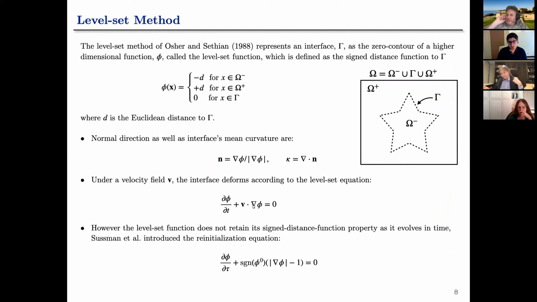Another aspect which we use in, for example, epitaxial growth is that we want to be able to evolve this interface, for which we usually have some physics that tells us where the velocity comes from. We can compute it from the conservation of mass equation, or whatever, and then we just plug it in here and evolve the level set function.